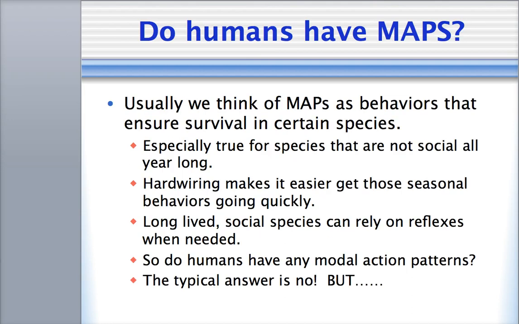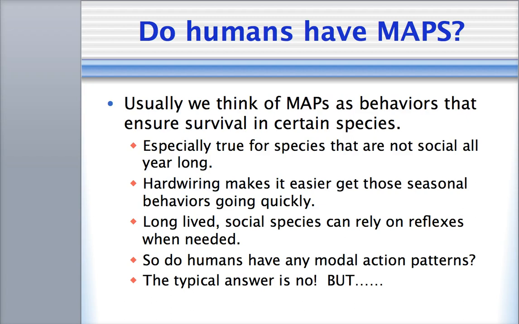So, with that said, the question is, do humans have modal action patterns? Well, this is kind of an interesting question. Usually we think of modal action patterns as behaviors that ensure survival in a certain species. So they have to have survival value, and they don't occur until adulthood, and they often revolve around feeding and territorial defense and mating and taking care of offspring.